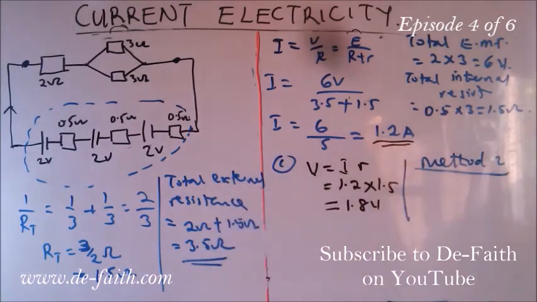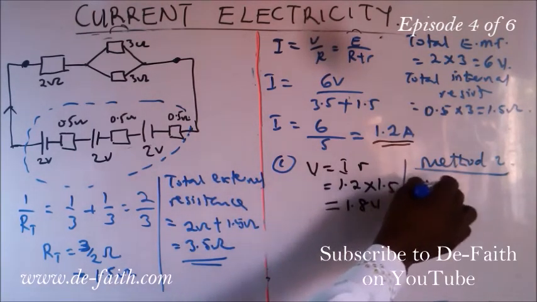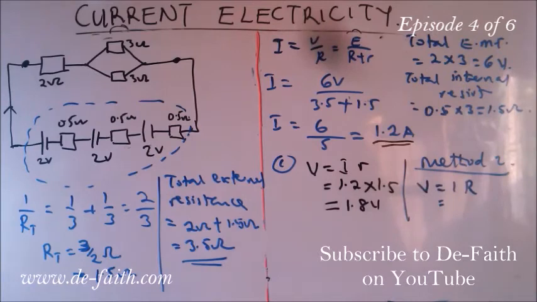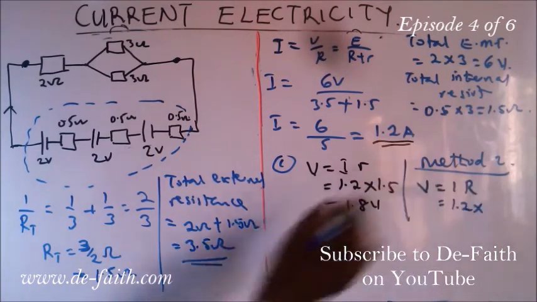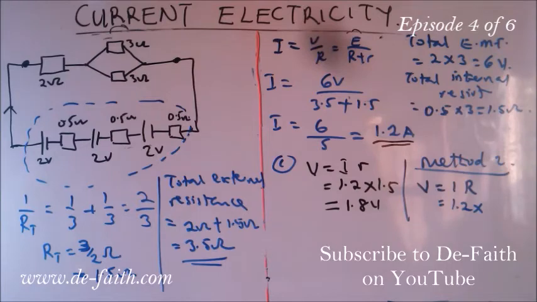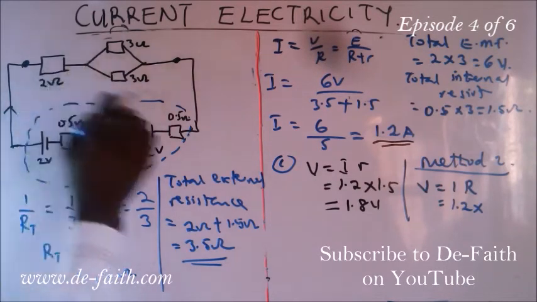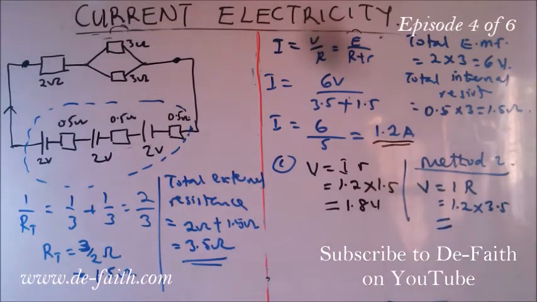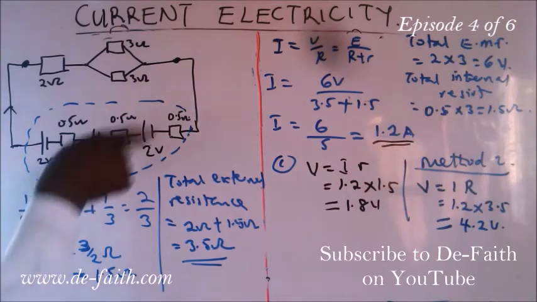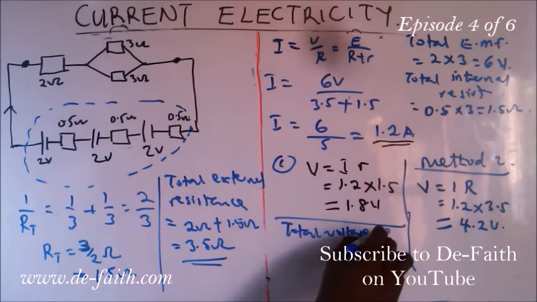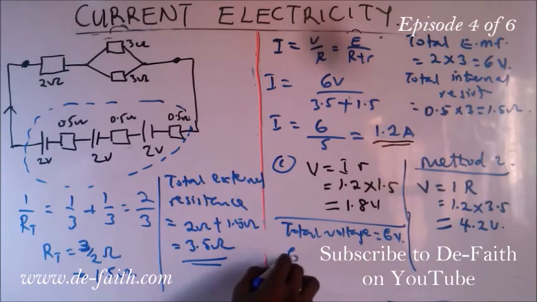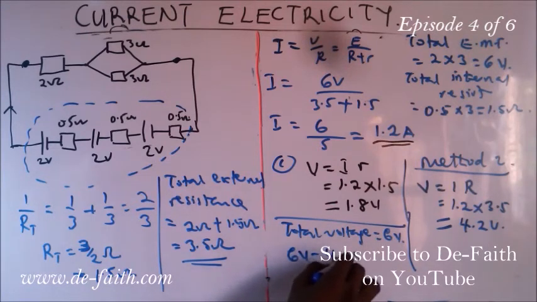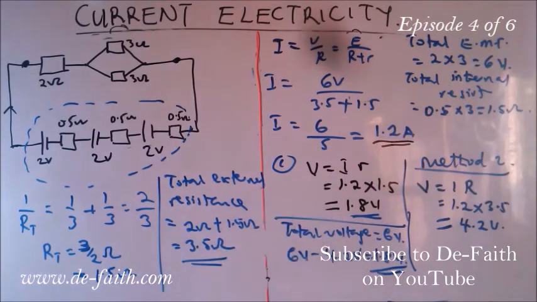Here is method 1. We get that by saying that V equals IR, and our I is still 1.2 and our R is 3.5. That is the total external resistance. So when we multiply this, that gives us 4.2 volts. Now with this 4.2 volts, we have that the total voltage equals 6 volts. So we have the total voltage, which is 6 volts, minus 4.2 volts, and that will give us 1.8 volts. So that's how we could get the lost voltage.